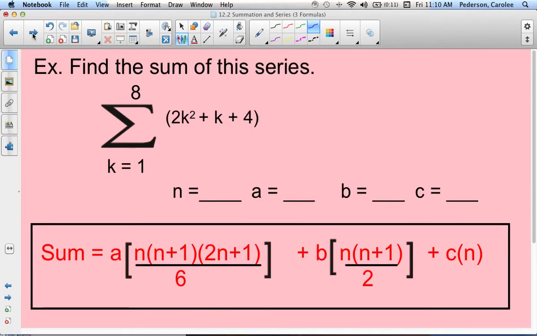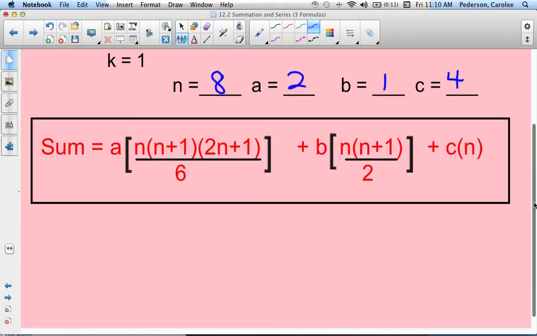So here's our example. Find the sum of that series that we did on the first example. And we're not going to go find all the terms. We're going to just use this red formula. We have to identify 4 pieces. The n, which is 8. The a term, which is 2. The b term, which is 1. And the c term, which is the constant. And what we do is we substitute these 4 numbers in to the red formula.